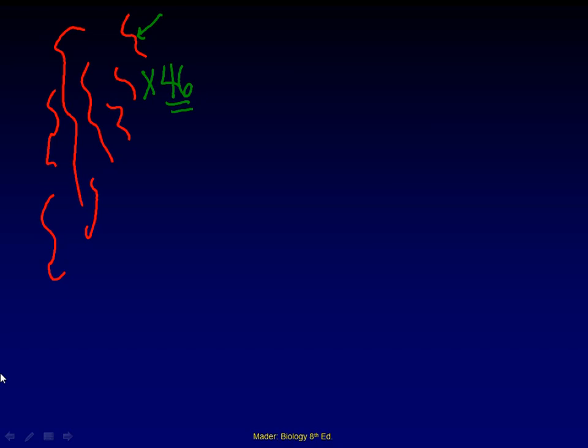Okay? So, the cell is growing. It's growing and growing. And eventually, we saw a while ago, eventually that cell is going to get to a point where it has to divide to stay alive, right? Right? So every cell needs 46 pieces of chromatin.